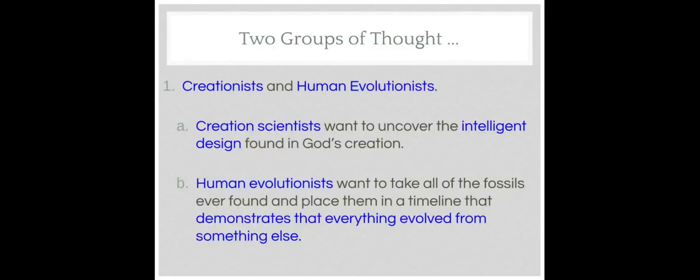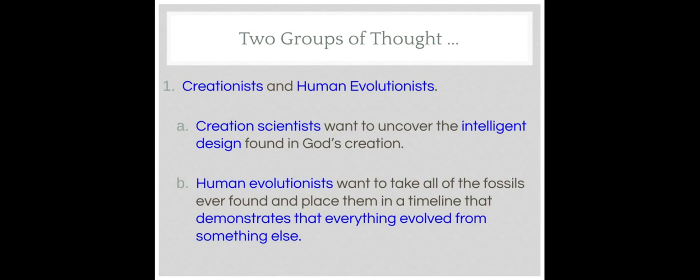Now, within these two groups of thought, they're kind of organized by two different groups of people. We give them names. We say creationists and human evolutionists. A creation scientist wants to uncover the intelligent design found in God's creation. And those scientists will look out at the world and say, you cannot look at all this diversity and see how everything, even though it is so different, works in harmony with each other. You cannot tell me that that was not designed by someone or something. They look at the intelligent design found in creation.